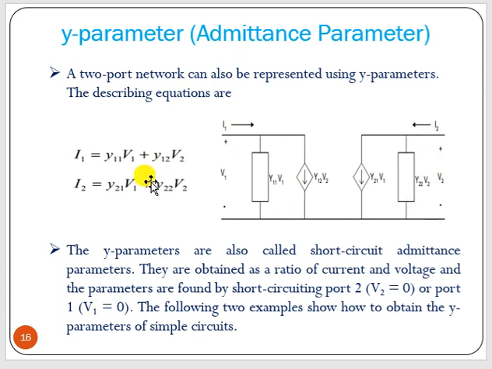V2 is at the output side, so we can replace it by a voltage controlled current source. V2 is the controlling part, and this is a current source. Next, I2 equals Y21 into V1, that is the voltage controlled current source, and Y22 into V2 is the other part of I2. One current, another current, because I equals YV. As we are making V1 and V2 zero, we call it the short circuit admittance parameter.